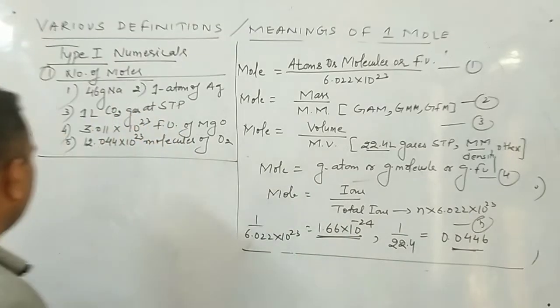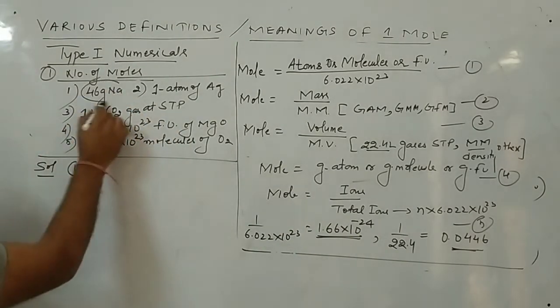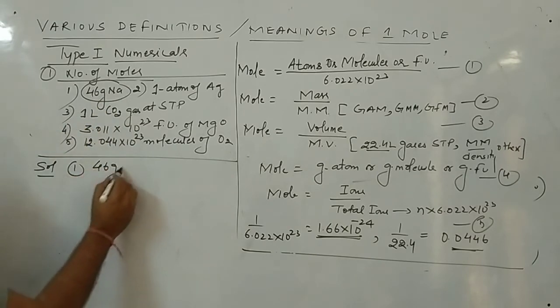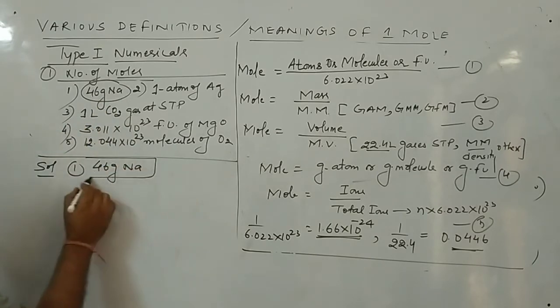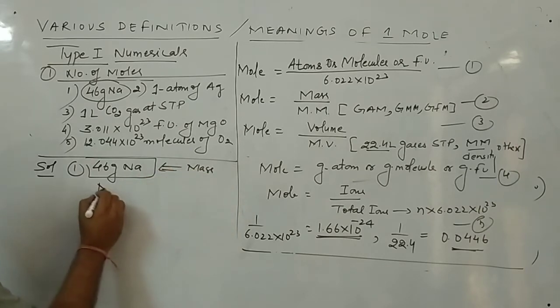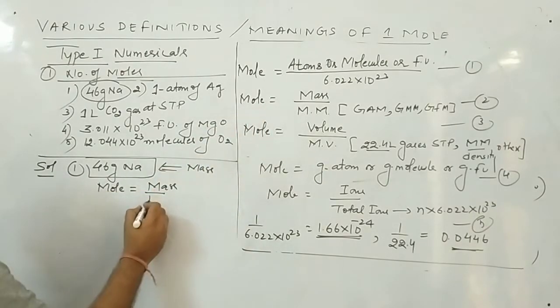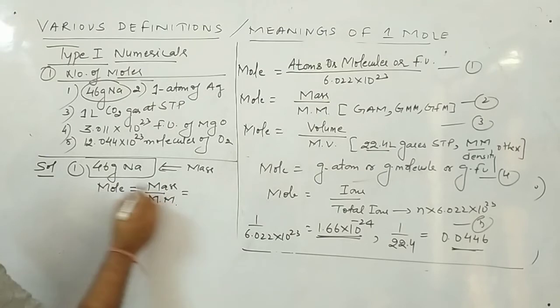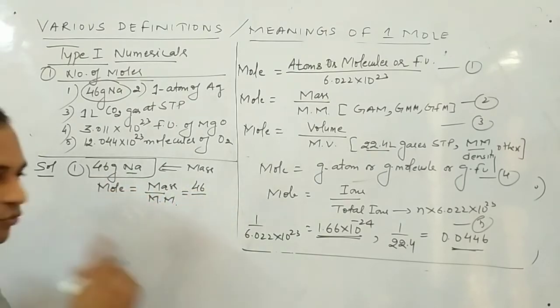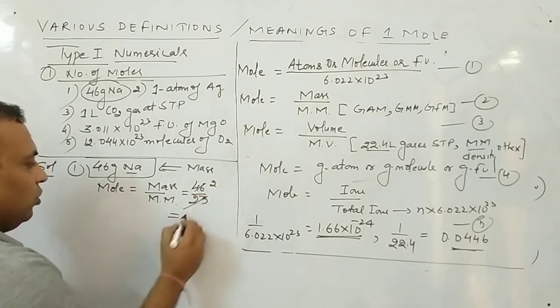Okay. चलिए now see first part solution start करते हैं. First part what is given to you? 46 gram sodium. This is mass. Mass is given. So the formula of mole is equal to mass upon molar mass. Yes, beta. What is mass? 46. Molar mass of sodium, remember, 23 gram. So this comes out to be 2 mole.